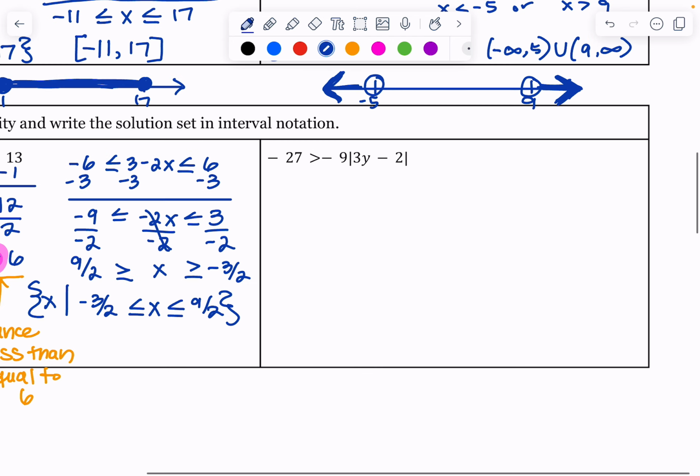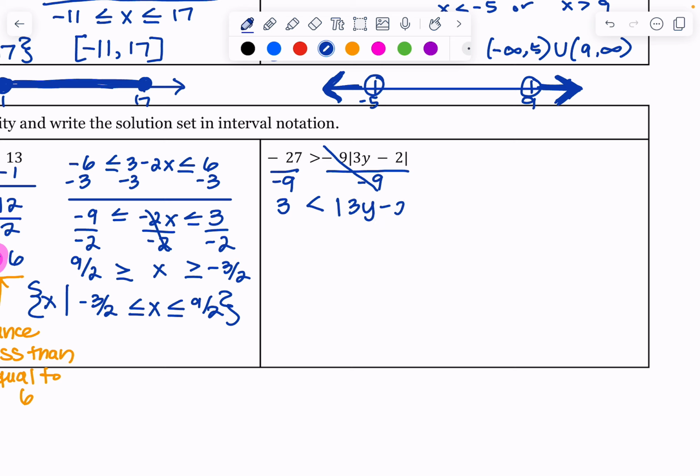All right, for this next one, we are going to start by dividing by -9. And when we divide by a negative, that will flip our inequality. We're going to have a 3 here. And on the right side, we're going to have the absolute value of 3y minus 2. Now, we need to figure out which property applies, but because our absolute value is on the right side, I think it's going to make more sense if we put it on the left side. So we're going to have the absolute value of 3y minus 2. And if you notice here, the open part of our inequality goes towards the inequality, so we need to keep that the same. So we're going to keep our open side towards the inequality, 3.